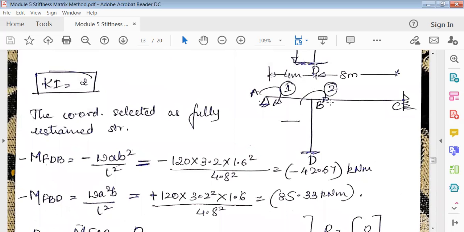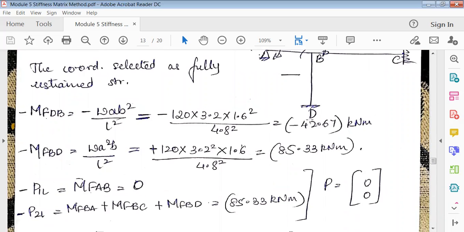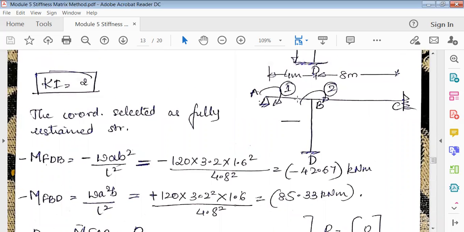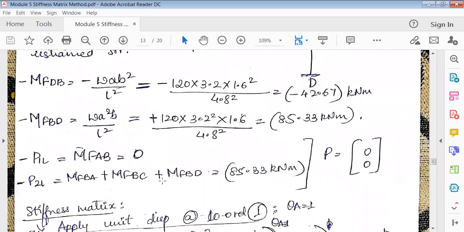Next, P2L. You can see this is in the second direction. P2L means three members are getting connected here, so that would be MFBA, MFBC, and MFBD. Add all of these. Then the first and second terms are 0, and the third term is 85. So write it here. We got P1L and P2L; there are only two different coordinate directions.